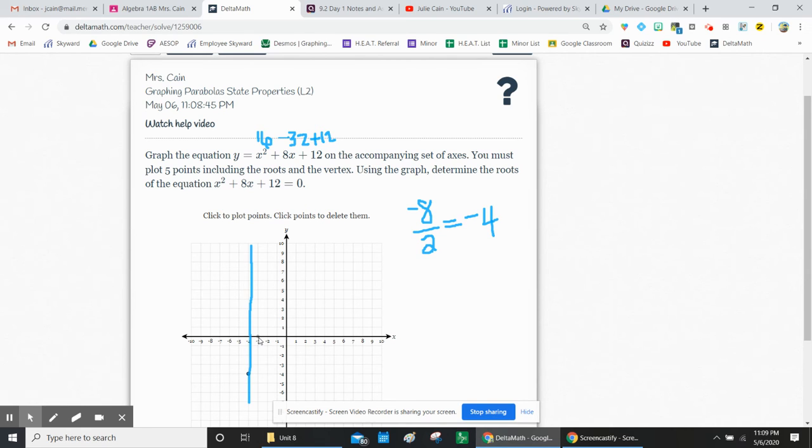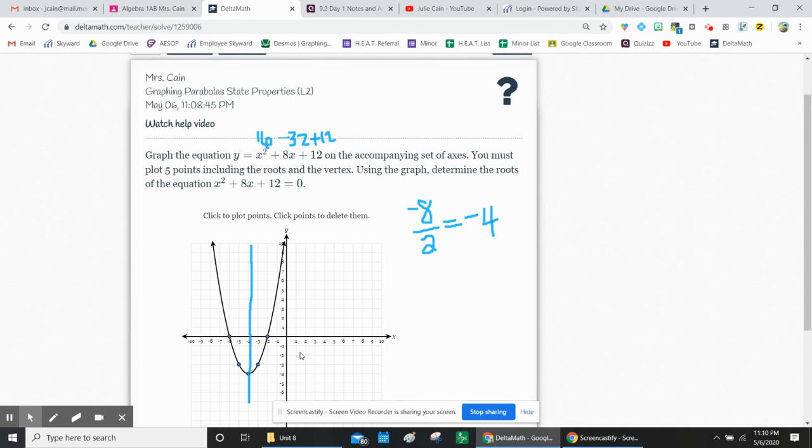So if I plugged in -3, I would have 9 here. 8 times -3 would be -24, so that gives me -15. Plus 12 gives me -3. And then, of course, my graph is symmetrical. And then if I plugged in -2, I should end up with 4 minus 16 would be -12, plus 12 gives me 0. So I can see here, there's my roots.